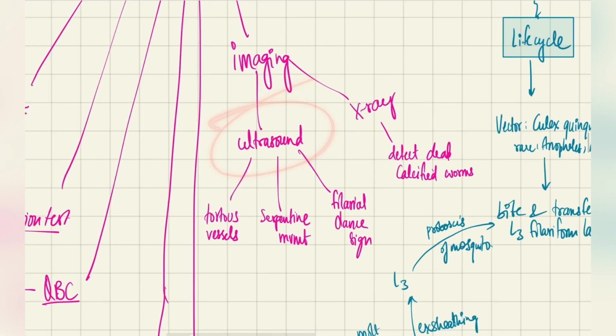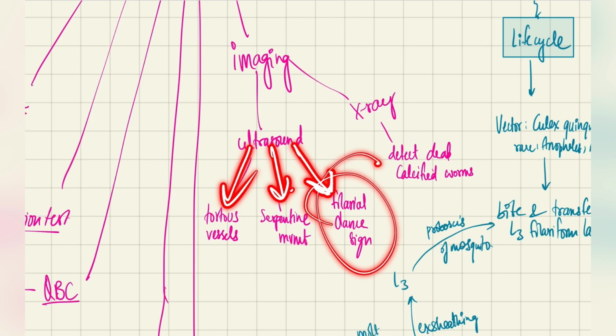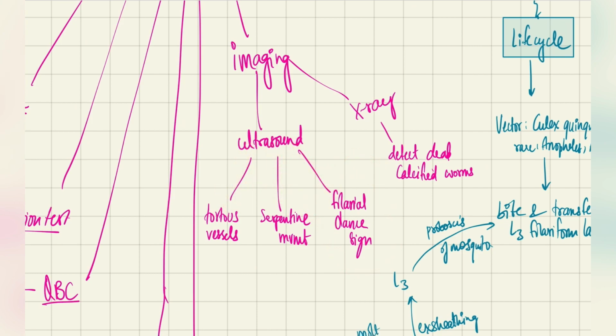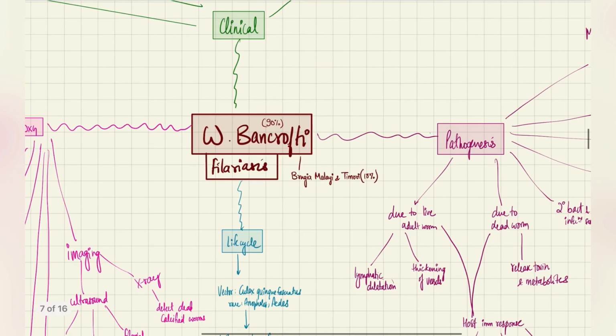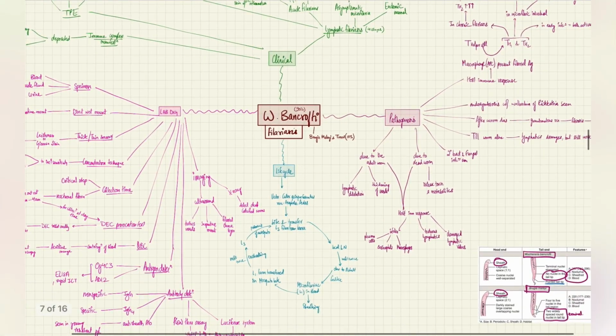Ultrasound can be used to observe tortuous vessels, serpentine movement and filarial dance sign. Okay, remember filarial dance sign. Then X-ray can detect dead calcified worms. Okay, so this was the lab diagnosis. Okay, let's get a quick overview because this is a very important organism.